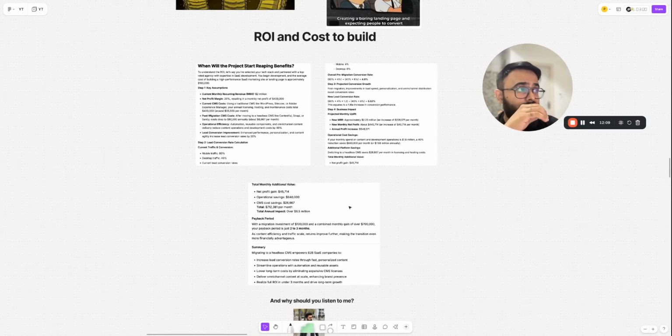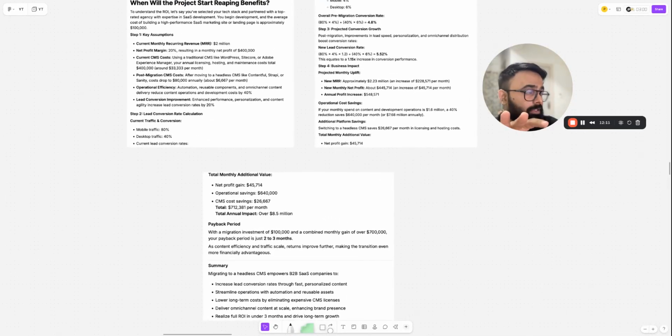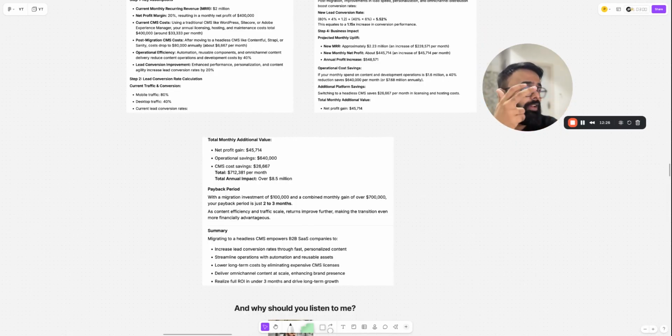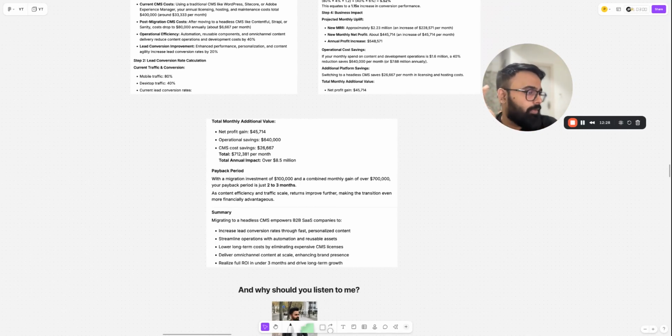Now, this is just a reference. This is what, I mean, we've seen live results of our clients going from traditional setup to headless setup, using the tech stack that we have mentioned, and having greater conversions, having efficiency, being able to scale. You know, at the end of the day, providing better results.